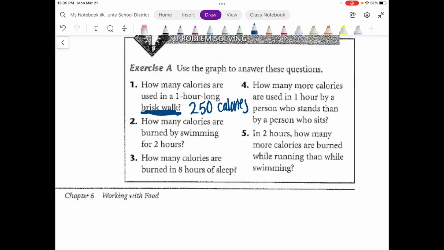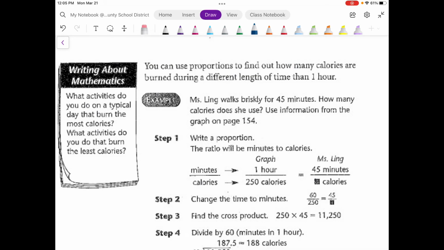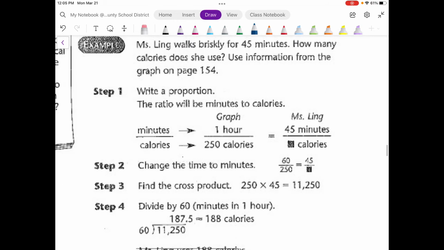And then the last bit of the lesson of this video is figuring out what if you don't want to walk for a whole hour, only like 45 minutes? Then what do you do there? So here's the first example. Miss Ling walks briskly for 45 minutes. How many calories does she use? Use the information from the previous page to help you.